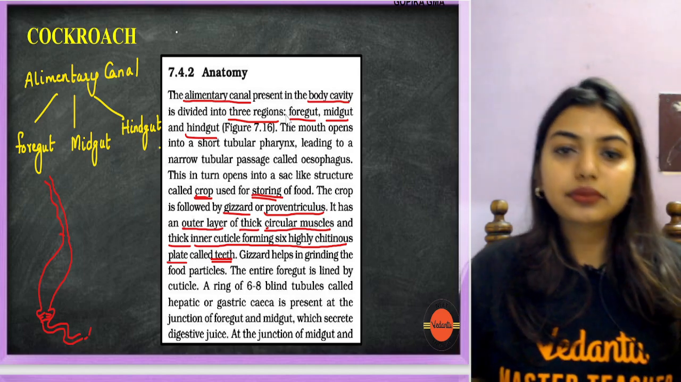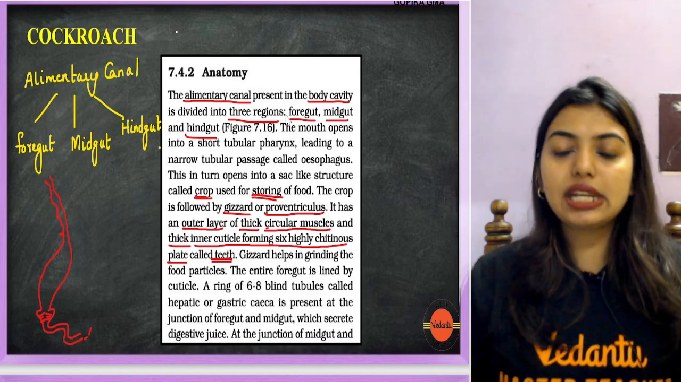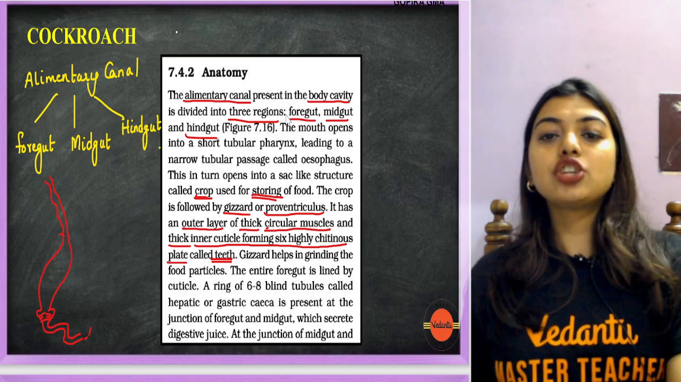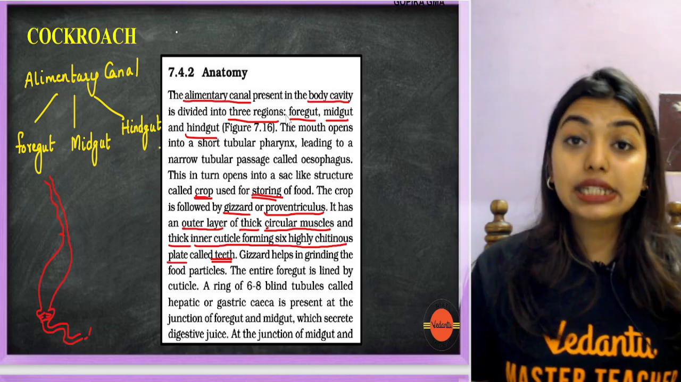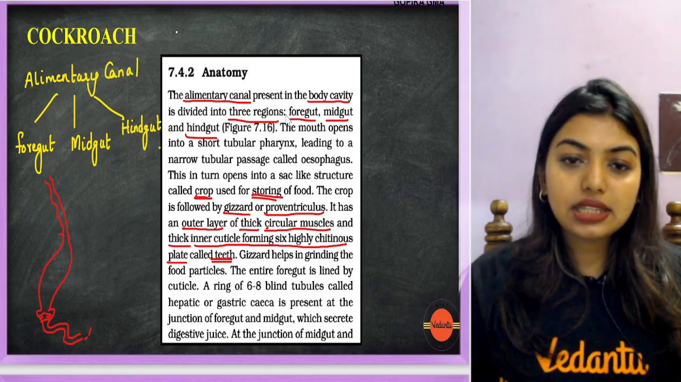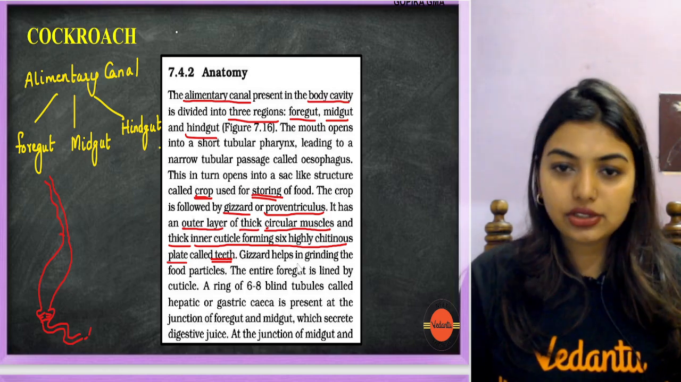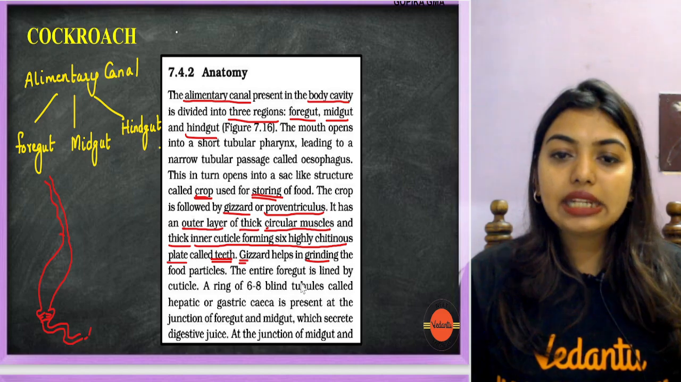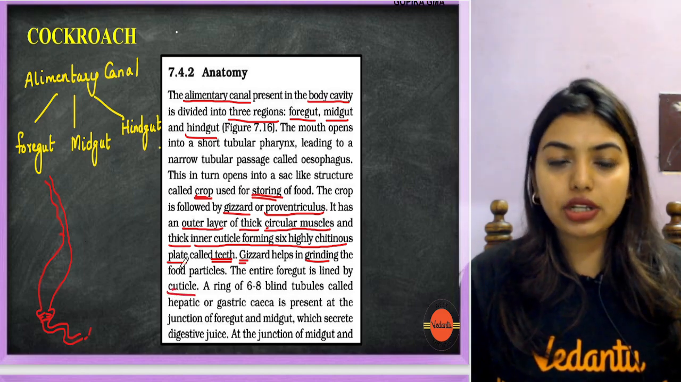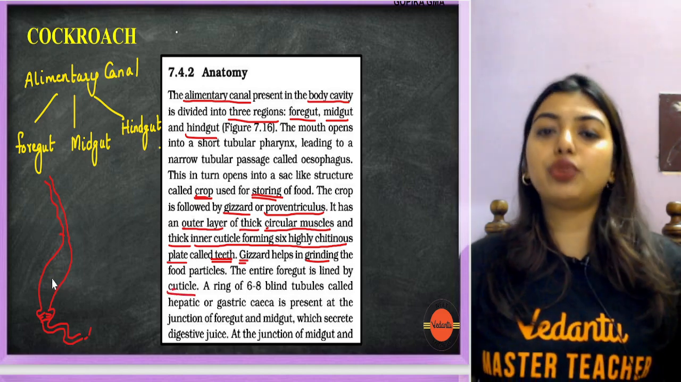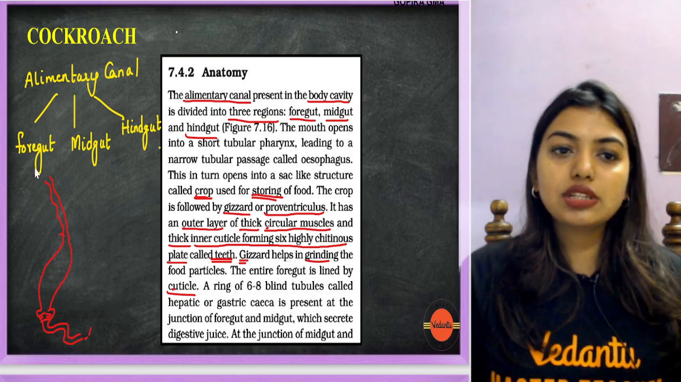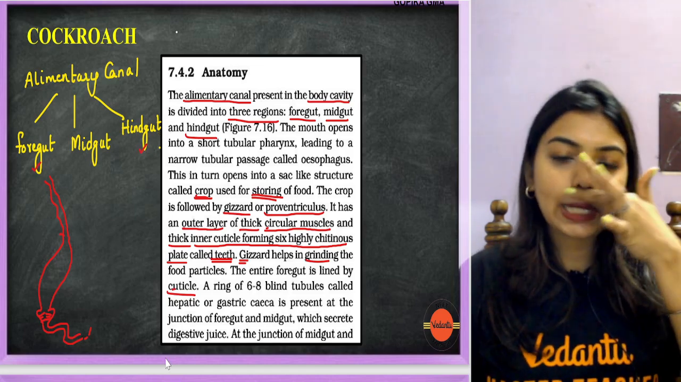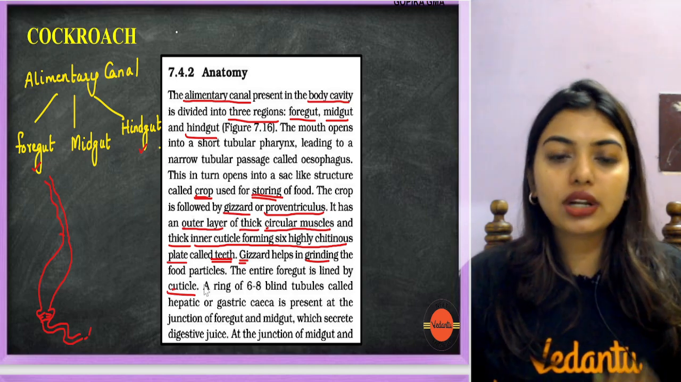So here, students, they are telling this gizzard is for grinding. G for gizzard, G for grinding. This gizzard will have chitinous teeth-like structures which help in grinding. Now the entire foregut is lined by cuticle. Midgut will not have it, students. Foregut as well as hindgut will have cuticle lining, like how we have stomach lining, same way.